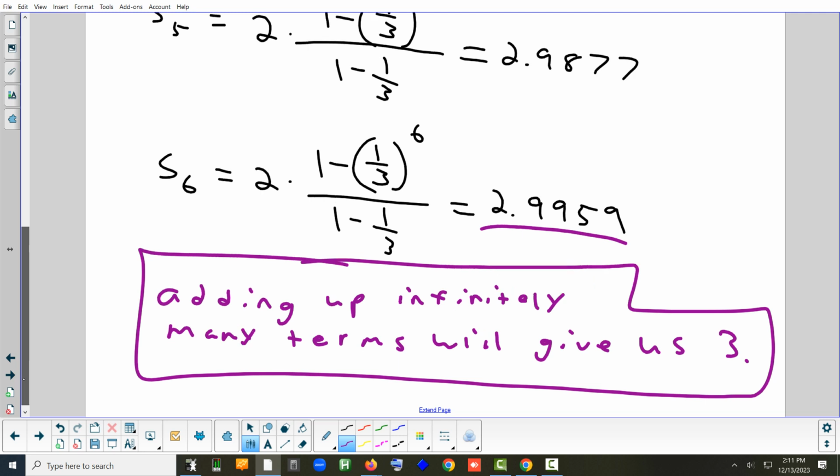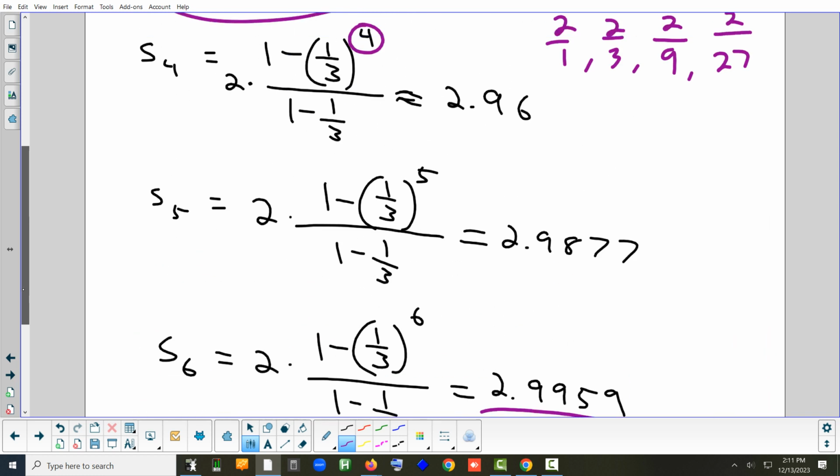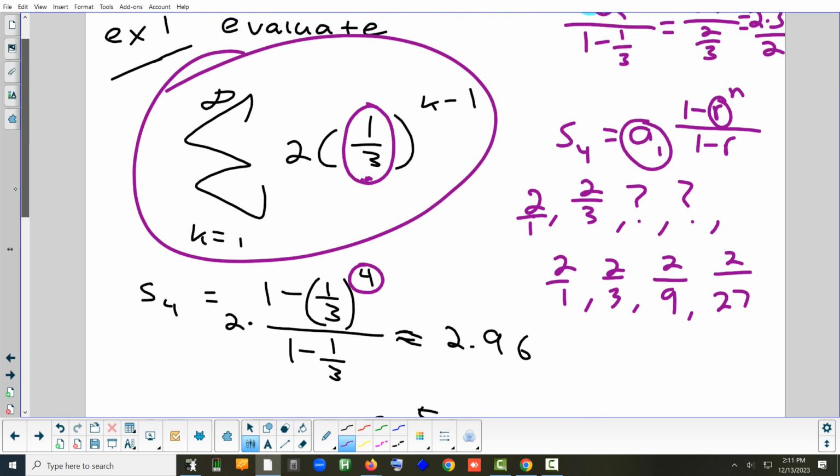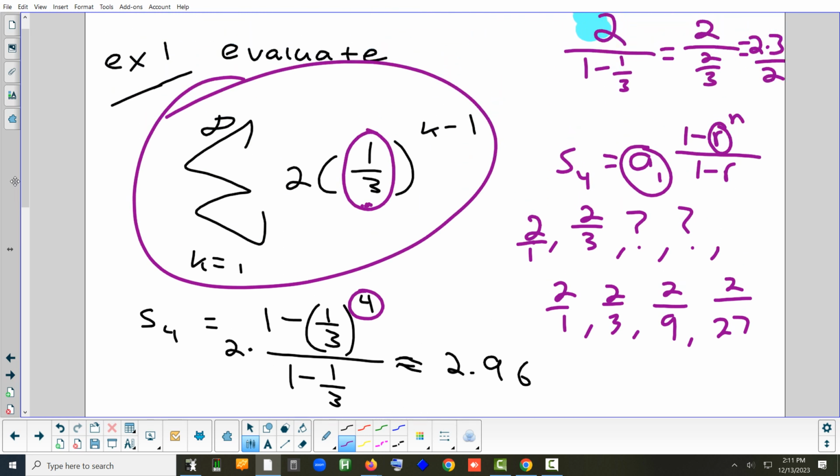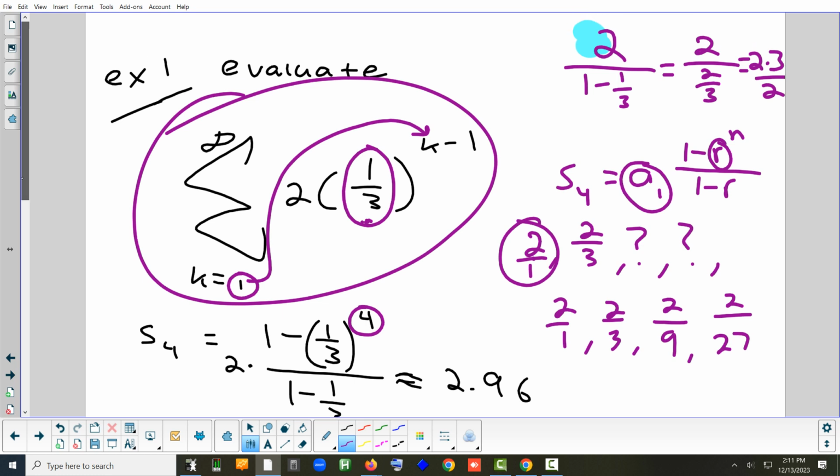Just a quick question. On the sigma, where it says k equals 1, how come you didn't use 1 to start? That's probably a stupid question. Well, we did use 1. We took the 1 and we plugged it in right there, and that's how we got 2 for the first term. No, that's all right.